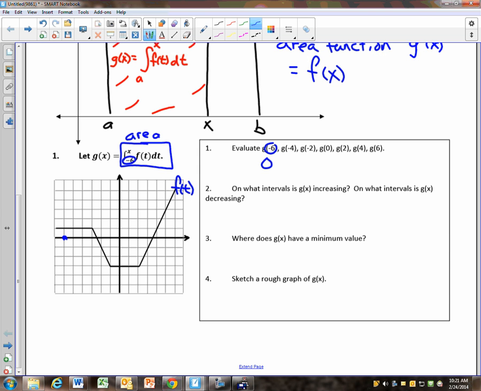Now, let's bound it to negative 4. Okay, 1, 2, 3, 4 back. G of negative 4, I'm just putting a negative 4 in for the x right there. So I'm finding the area bounded between the x-axis and f of t from negative 6 to negative 4. What is that area? 2. See? We counted the squares.